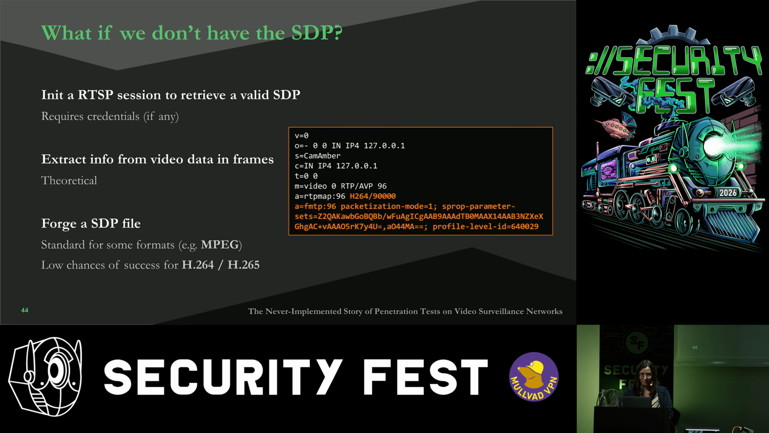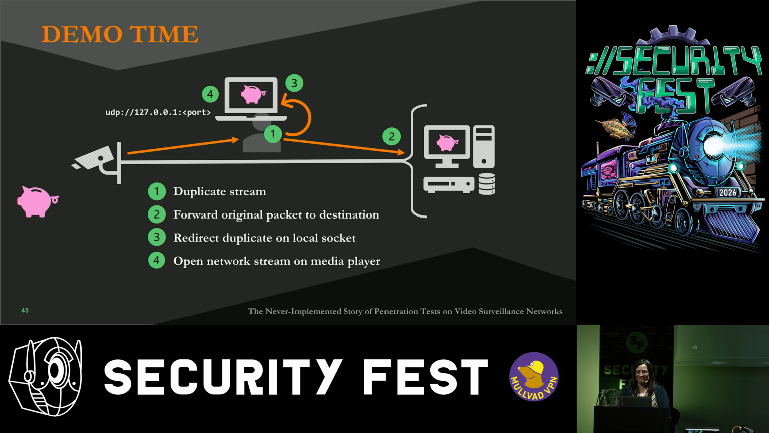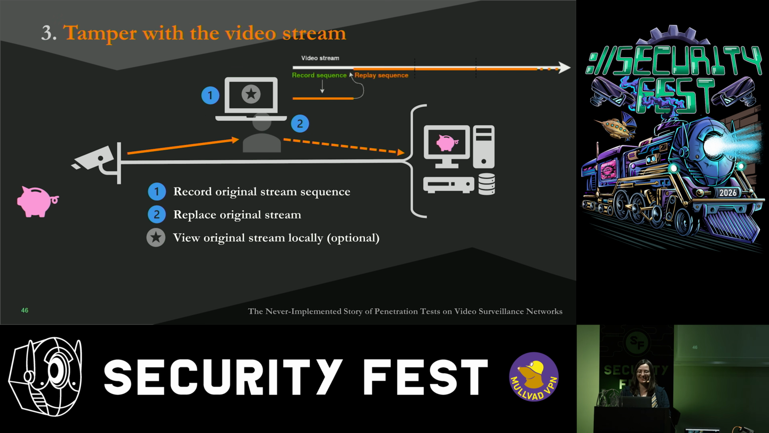OK, so that's one part of it. I'm not done. There's still one chance to fail. OK, so now we catch the video. We see the video locally, but we don't tamper with it. So this is what we'll do next. The idea is very simple. We record a sequence first, and then we will replay that sequence. This is what we will send to the viewer.